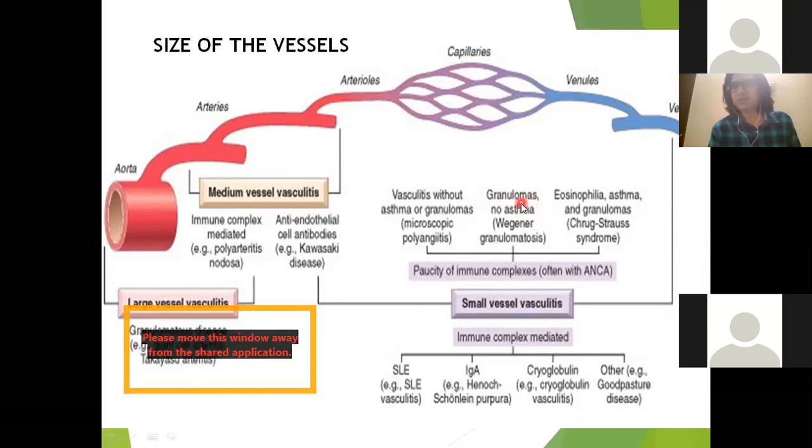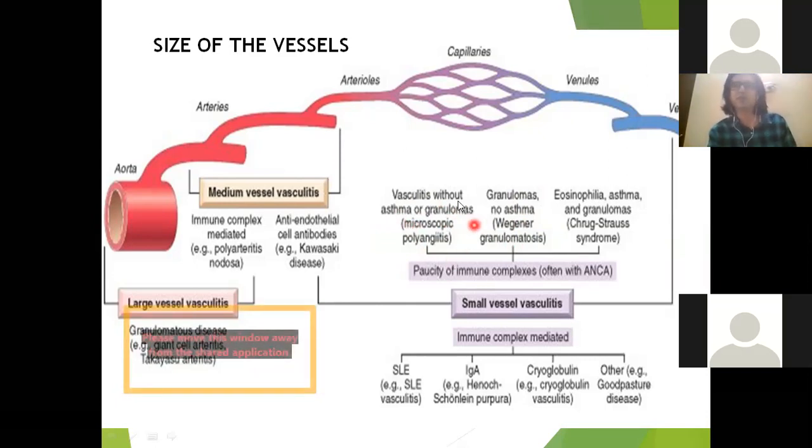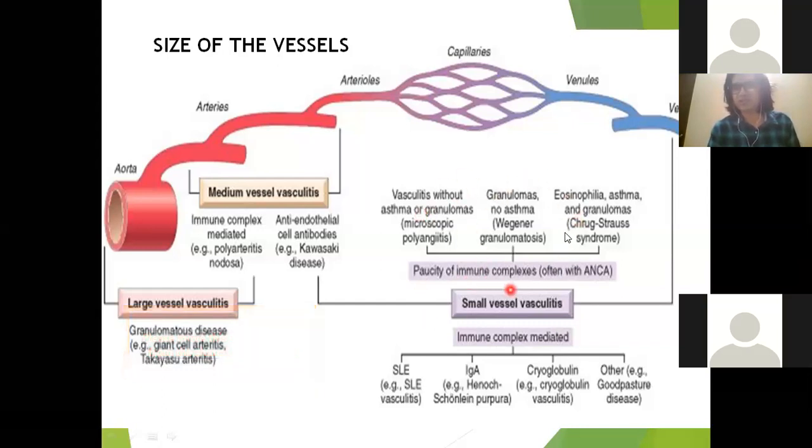So there is no eosinophilia, there is no asthma, but there are granulomas. And in the third category of ANCA-associated vasculitis, there is no granuloma, no asthma, and no eosinophilia. And this is microscopic polyangiitis. So there would be vasculitis, that is, inflammation of the blood vessel wall, with inflammatory cells present in the wall, and it can have palpable purpura, etc., depending upon which organ is involved, right? But there would be no asthma and no granulomas, right? So this is a summary of small vessel vasculitis, right?